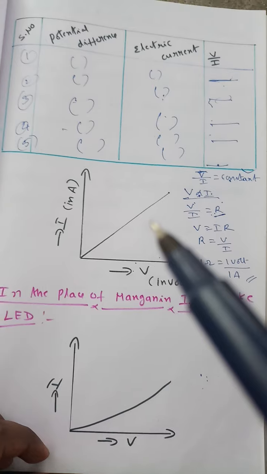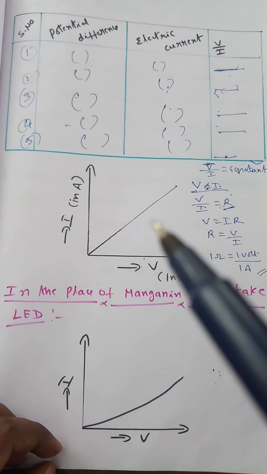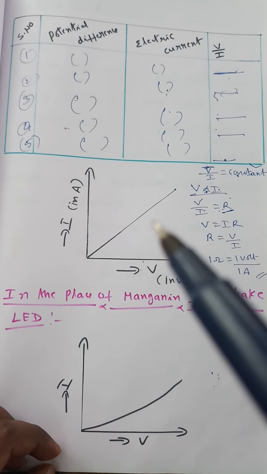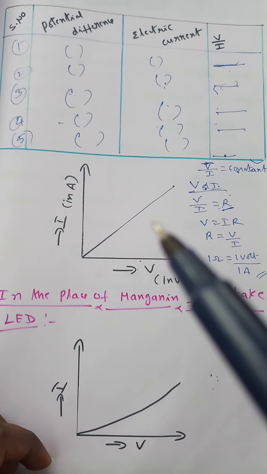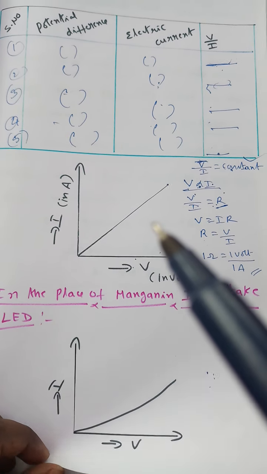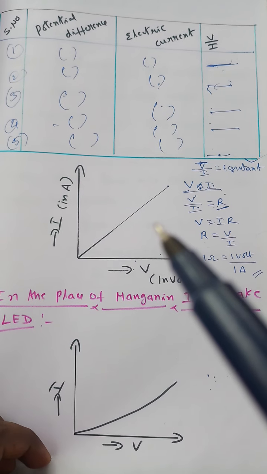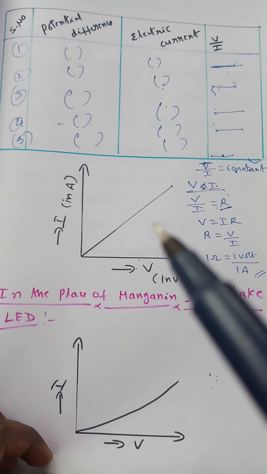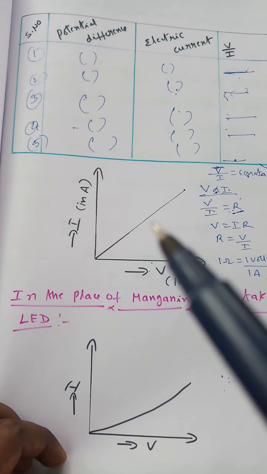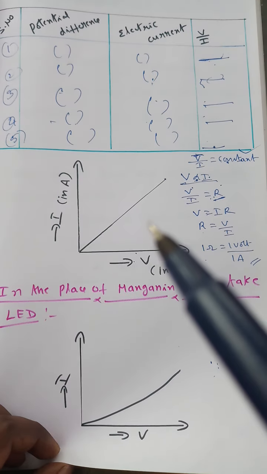Why? If we take an LED, it is not possible to keep the temperature constant. This means the temperature changes. If the temperature changes, the resistance value also changes. Then V by I is not equal to a constant. So V by I is not a constant. That's why we cannot verify Ohm's law in the case of an LED.